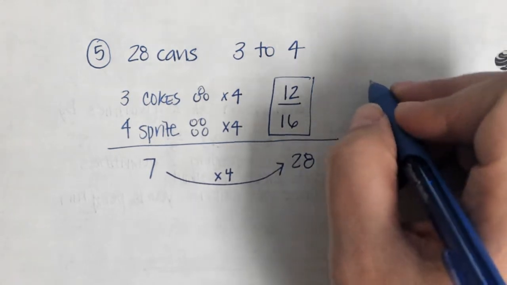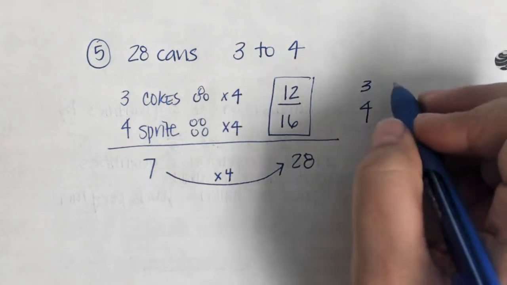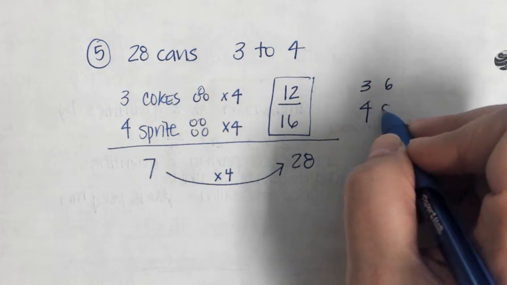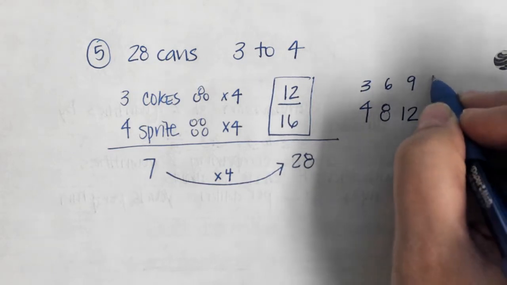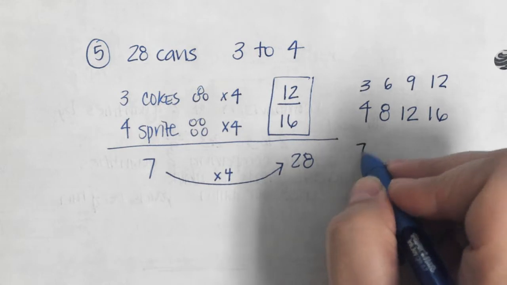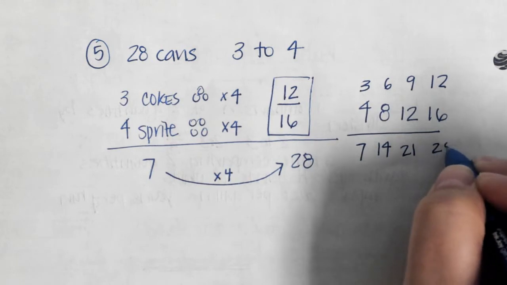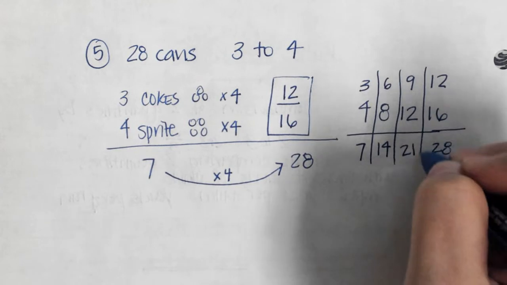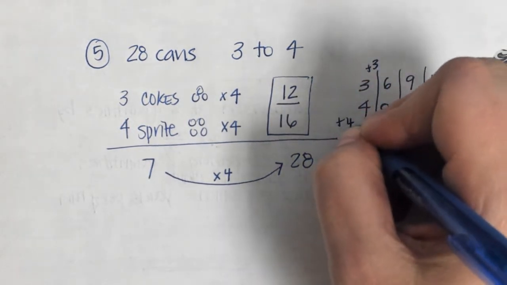And if you look at it this way, if I start off with 3 Cokes and 4 Sprites, and I add 3 more Cokes, what do I have? 6. And I have to add 4 more? 8. So I add 3 more, I have 9 and 12. See how each time I'm adding the same of each? And this time I start off with 7. Now I have 14, 21, and 28. Okay? So basically what you're doing is you're adding a whole other group. You're doing plus 3 each time and plus 4 each time.